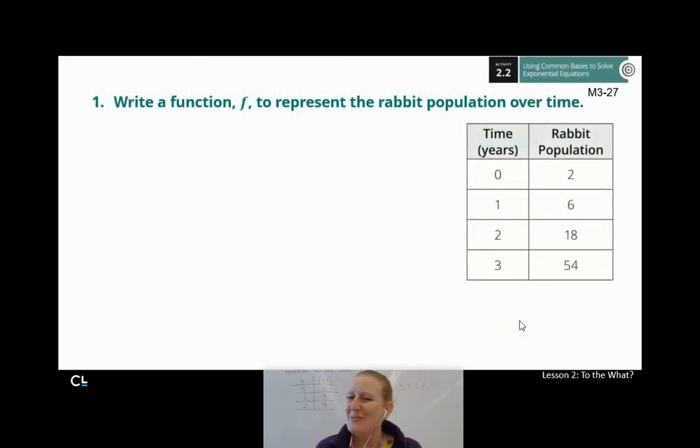So using what you know about your exponential functions, that whole what's the y-intercept, what's the constant ratio, please go ahead and write a function f to represent our rabbit population over time. Hit pause, write it out, hit play to check your work.